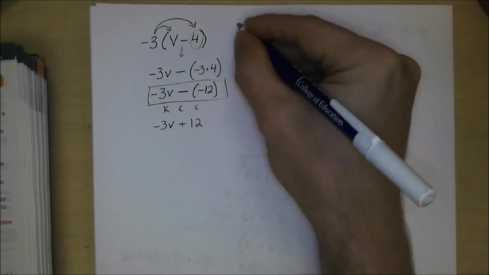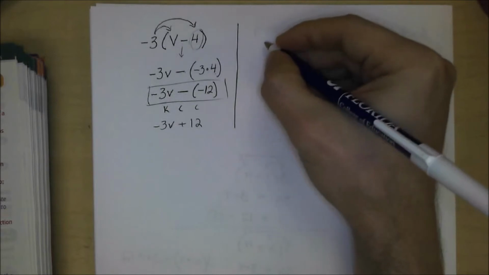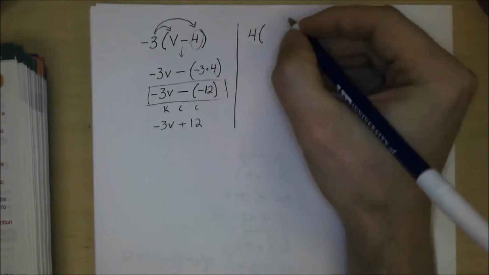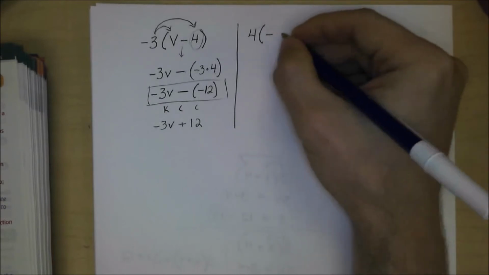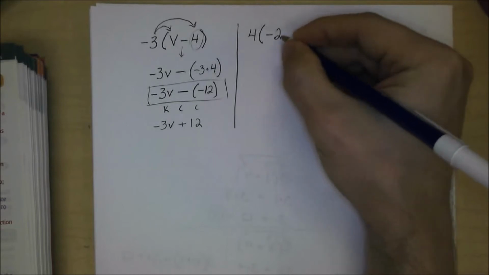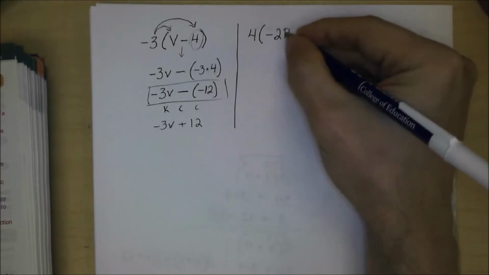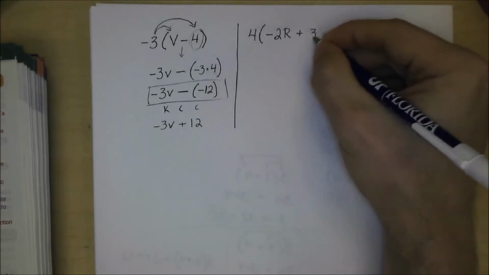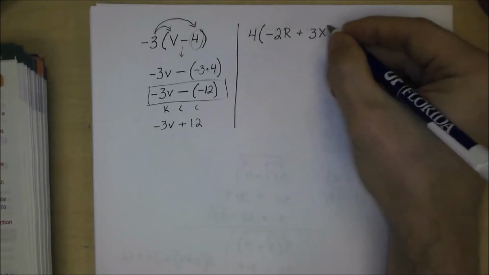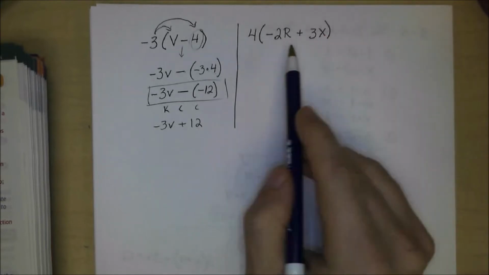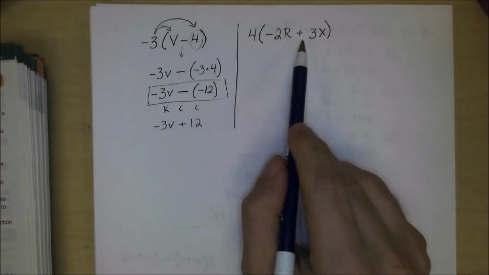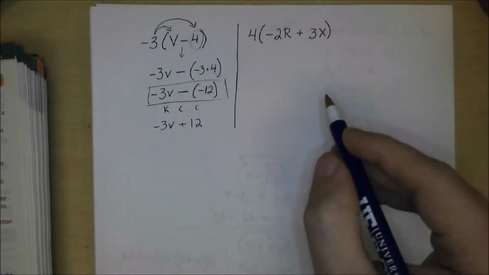Let's do 4 times negative 2r plus 3x. Alright, so now we've got a lot of stuff going on here. We've got negatives, we've got variables and coefficients all together, and distributive property. It's not as bad as you think.